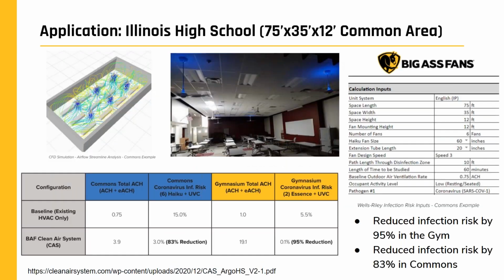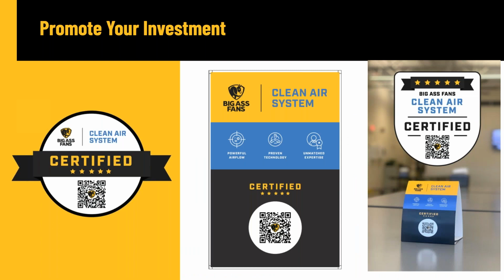And then last but not least, here's a high school. They had 2 areas they wanted us to work on, the gymnasium and a common area. We installed UV products here. And as you can see in the gym, we reduced infection risk by 95%. We reduced infection risk in the common area by 83%, and achieved 19.1 ACH in that gymnasium.